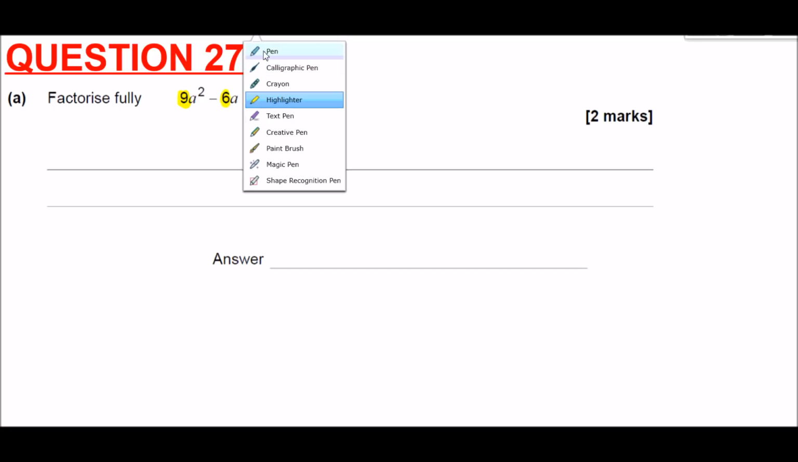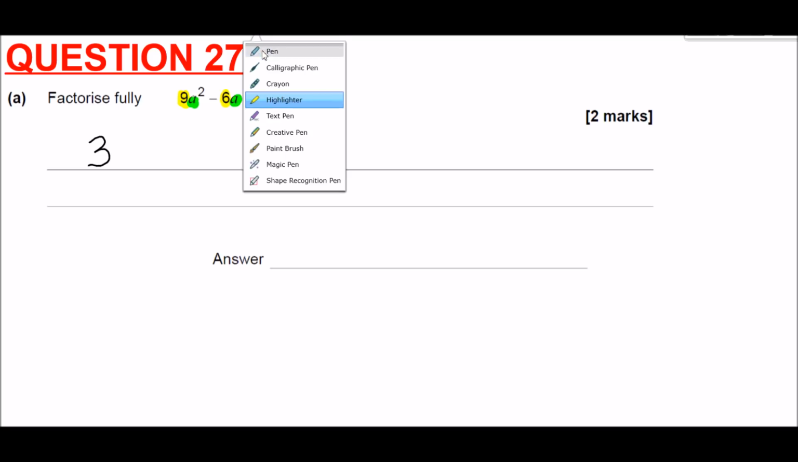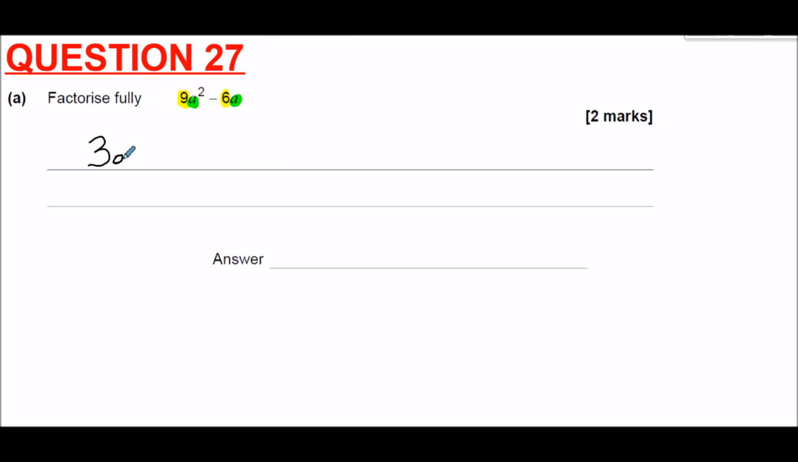And so we need to think about what's the biggest number we can divide into 9 and divide into 6. Well, the answer to that would be 3, because 3 fits into both 9 and 6. The second thing which is common to each group of things, common to the 9a squared and the 6a, is the letter A. And so because there's an A in each, we can also factorise out an A. So fully factorised, it wouldn't just be a 3 or be an A, it'd be the 3 from the numbers and an A from the letters.